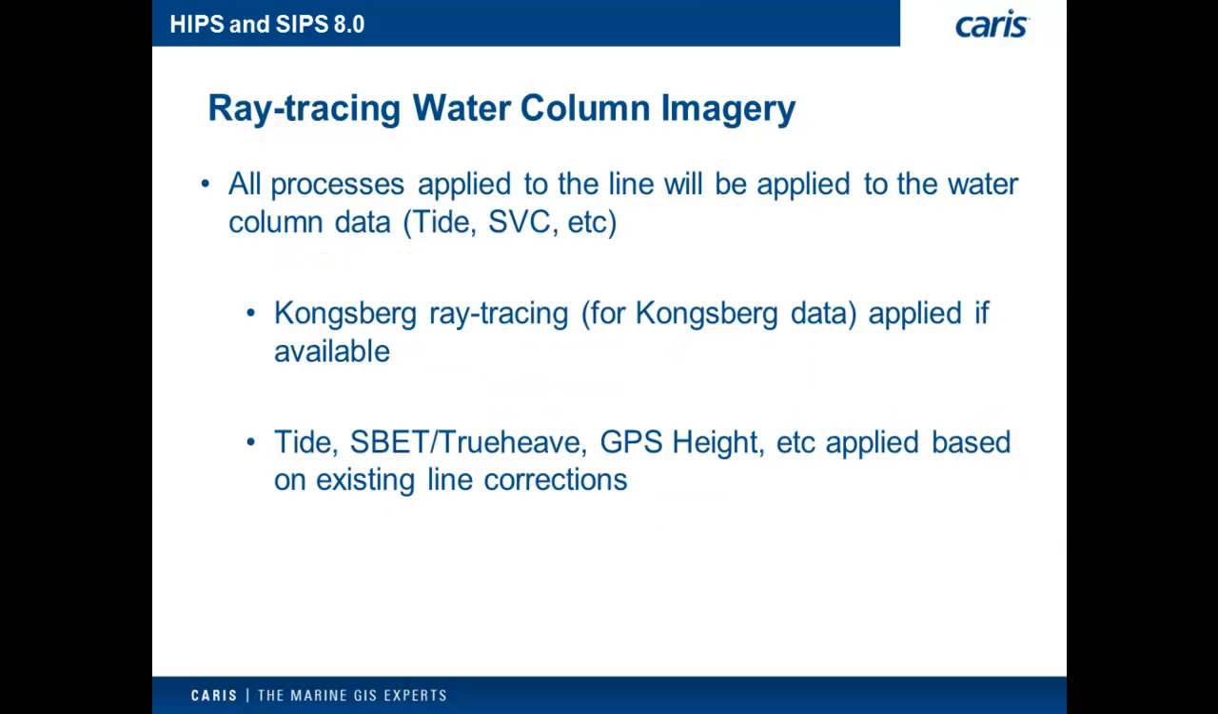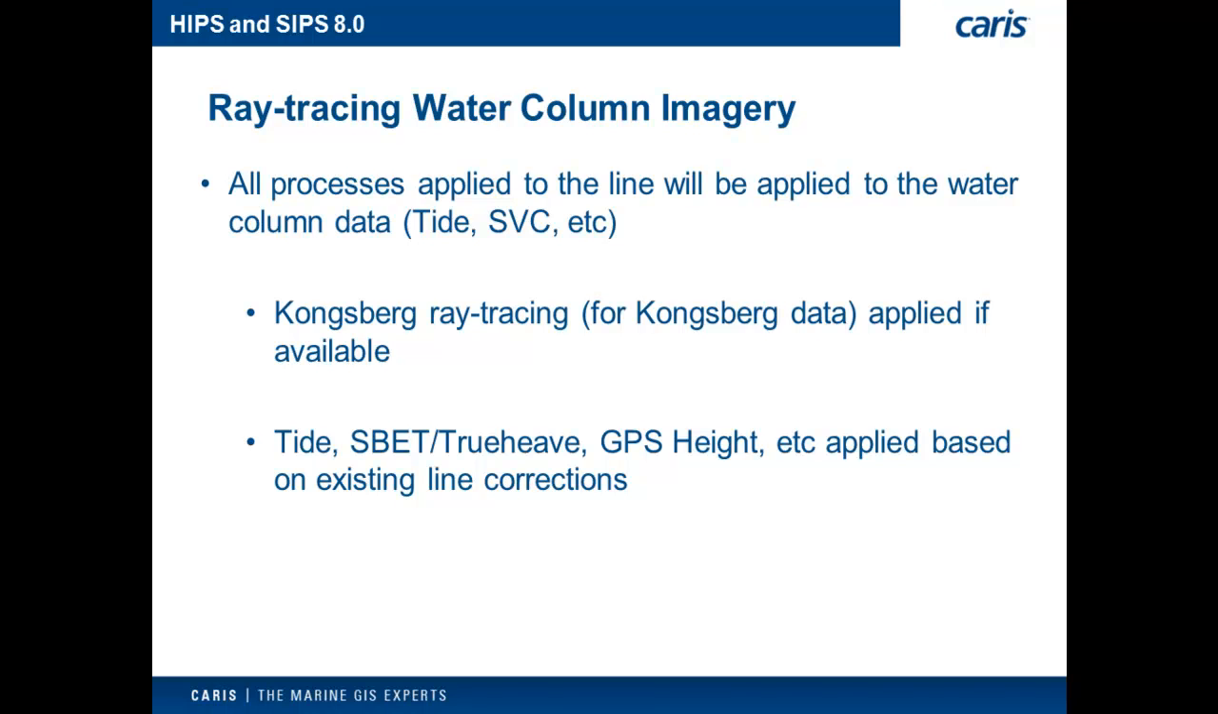So to make this a one-click function, we had to figure out how the user could configure the various processing options, like what tide to use, what sound velocity needs to be applied, and so on. The simplest answer to that was to just use what we already know about the data. We just apply whatever has already been applied to the standard bathymetry in the same line. So in the standard bathymetry, if you've already loaded a tide file, applied a sound velocity correction, or even loaded and applied some post-process motion or navigation, that's going to get applied to the water column bathymetry as well.